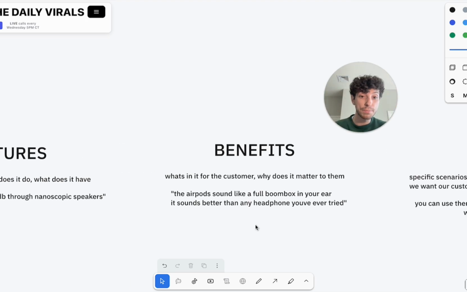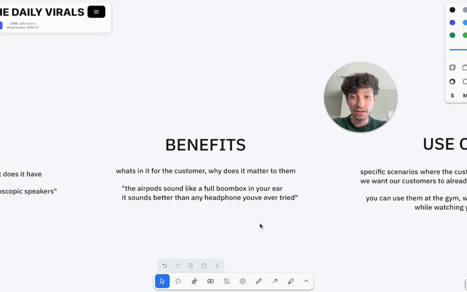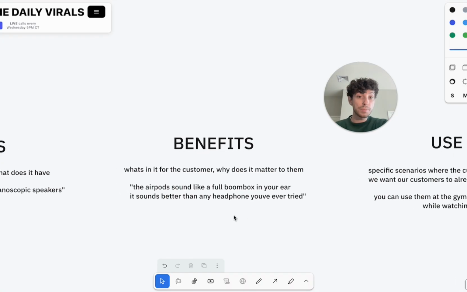But a level deeper beyond that is a benefit. What's in it for the customer? Why does it actually matter to them? Because the AirPods play their music through 80 decibel nanoscopic speakers, they sound like a full boombox in your ear, and the sound quality is better than any headphone you've ever tried. What's in it for them? Why does that feature matter? It matters because it makes the music sound better. When we're selling, we never just want to give the customer a feature. We also want to give them why it benefits them, the benefit of the product.